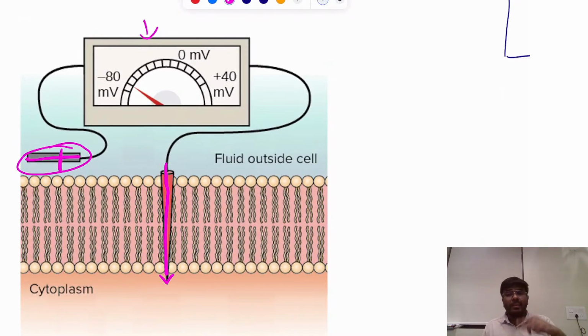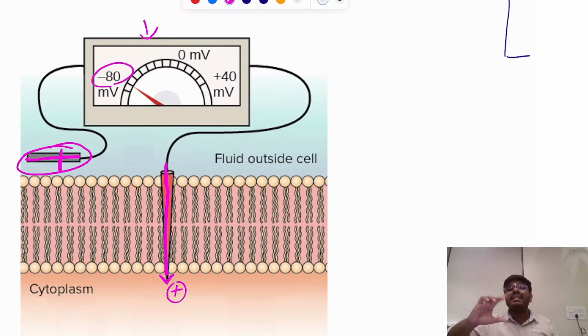Sorry, I'm keeping one electrode outside the cell and one electrode inside the cell, and I'm measuring the voltage difference. Each and every cell will have different voltages. Different types of cells have different resting membrane potentials.